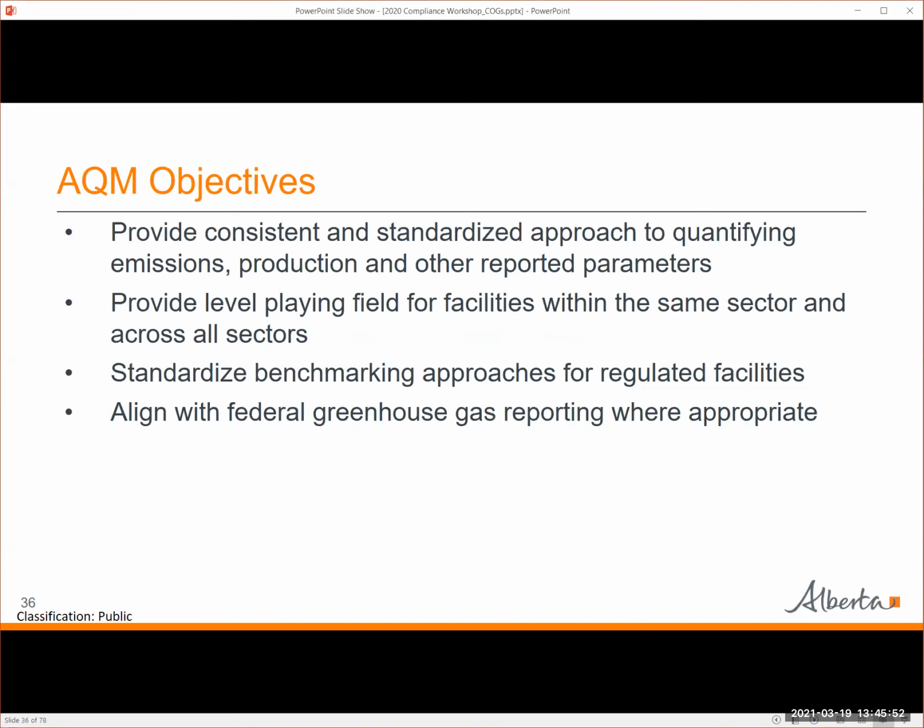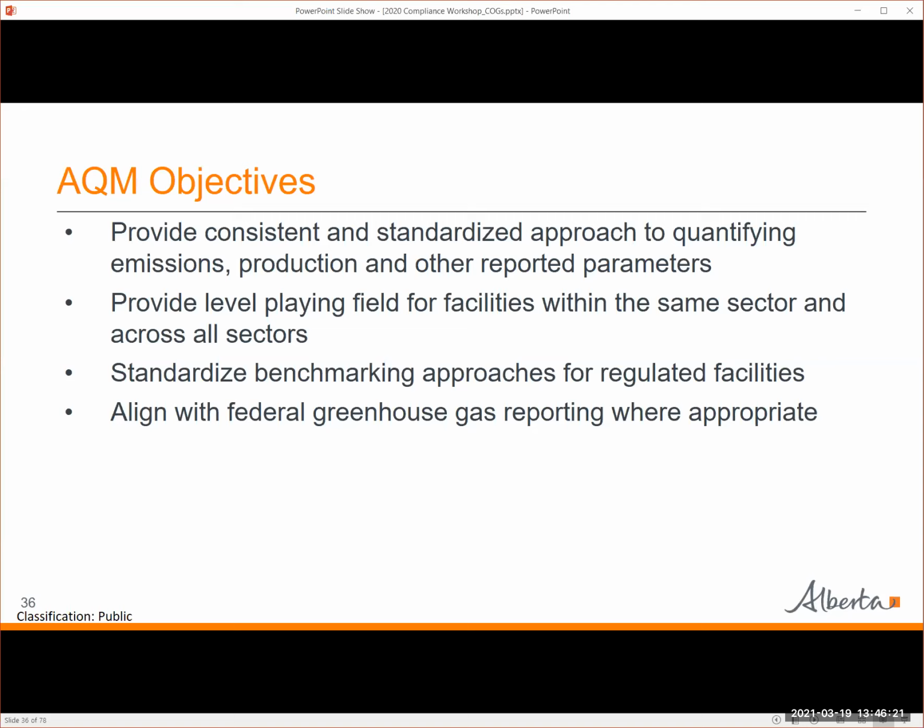So we're going to step through a little bit about Chapter 15 and the quantification methodology. Again, the idea behind the quantification methodology is to provide a consistent, standardized, transparent approach to quantifying the emissions, production, or other parameters. So that creates a level playing field for facilities within the same sector and across sectors.